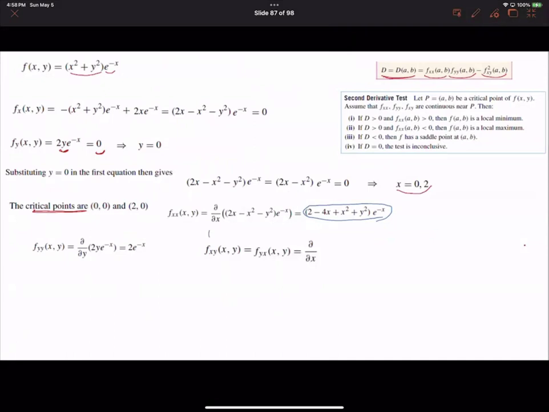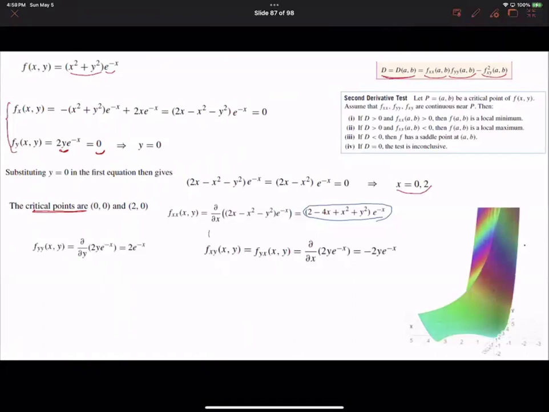The second partial derivative of f with respect to x, y: you can use either the first partial derivative or the second partial derivative here. It doesn't matter. It is the partial derivative with respect to x of 2y e to the power negative x, which is negative 2y e to the power negative x. Now, look at the behavior of the graph. Remember that you have two critical points, (0, 0) and (2, 0). We need to check each one of them.